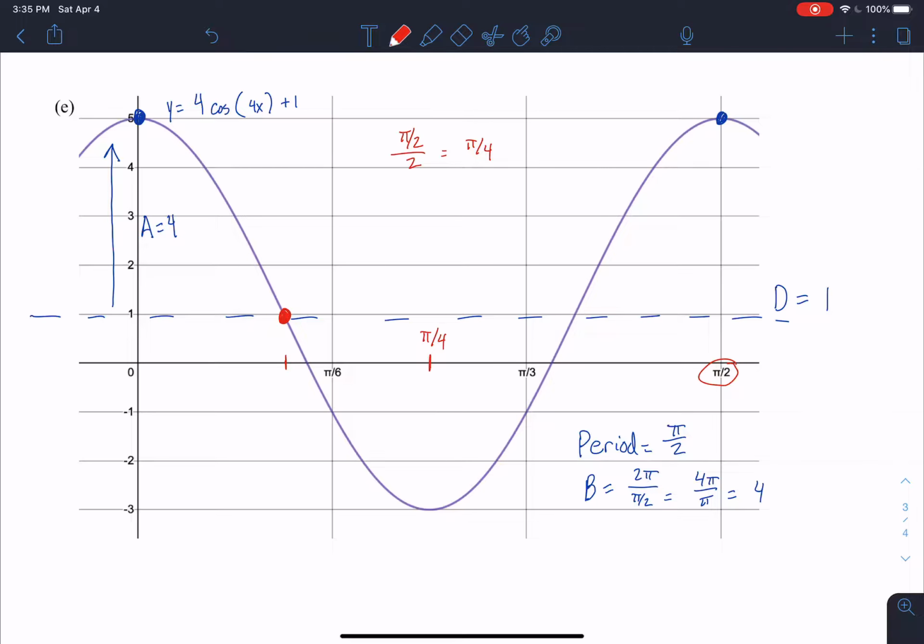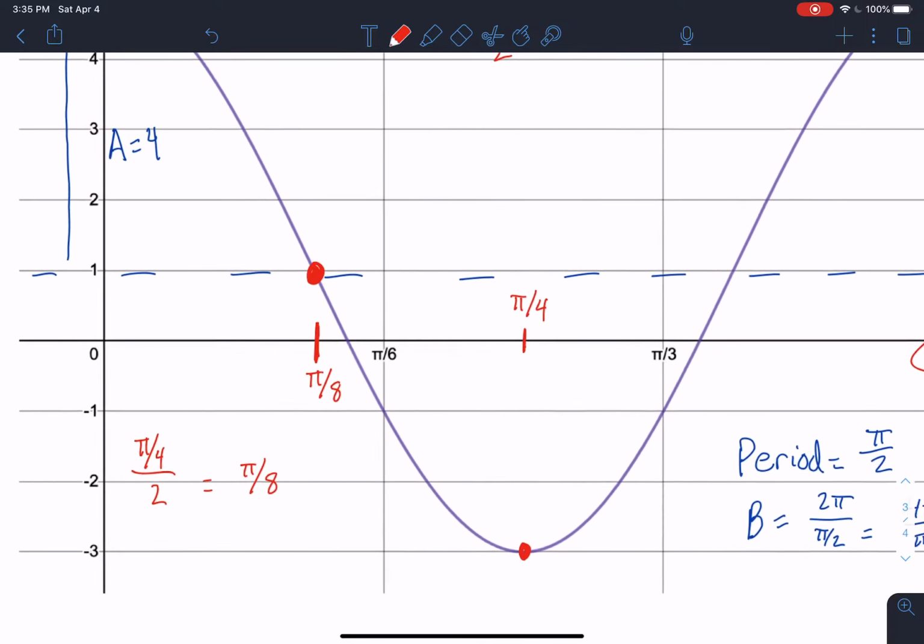So this value down here is going to be at pi over 4. Now to figure out the value that I need right here, that's going to be between 0 and pi over 4. If I take pi over 4 and divide it by 2, I'm going to get pi over 8. So this x value is going to be pi over 8. I'm just splitting the distance from 0 to pi over 4 in half.